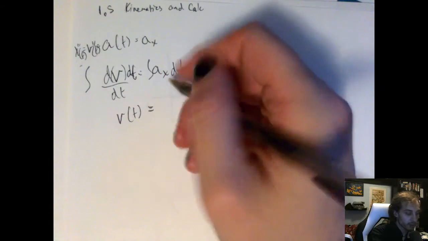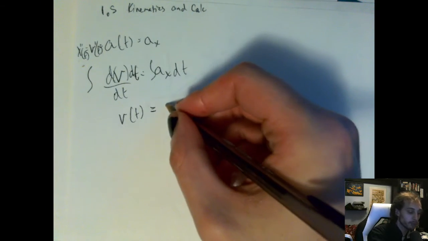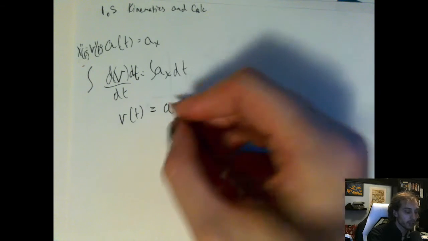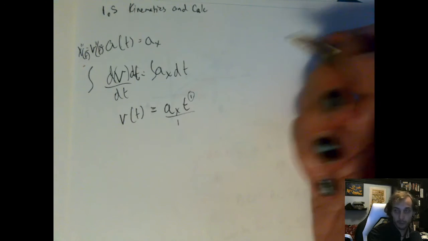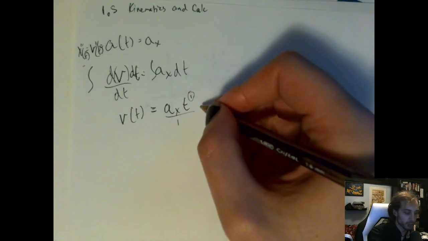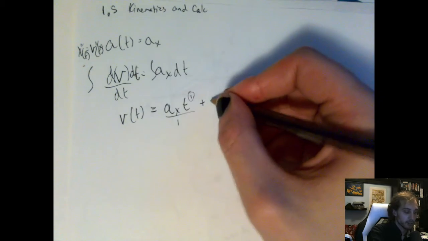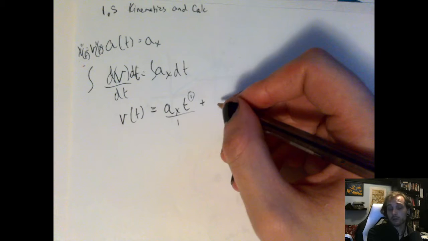Well, the integral of something with respect to time that's just itself is going to be the thing times time, divided by the new exponent power, which is 1, so divided by 1. This is overkill. You don't have to do this, but it's going to matter for the next one. Plus your initial value, or your value at time equals 0.